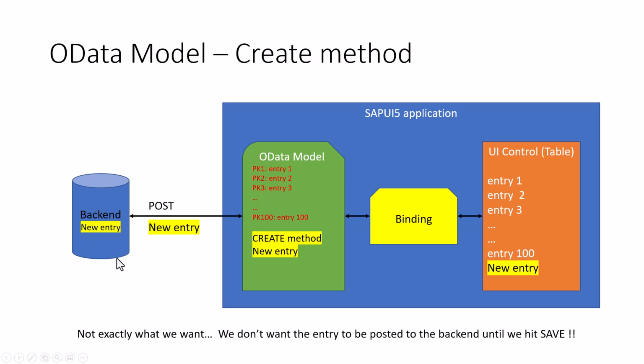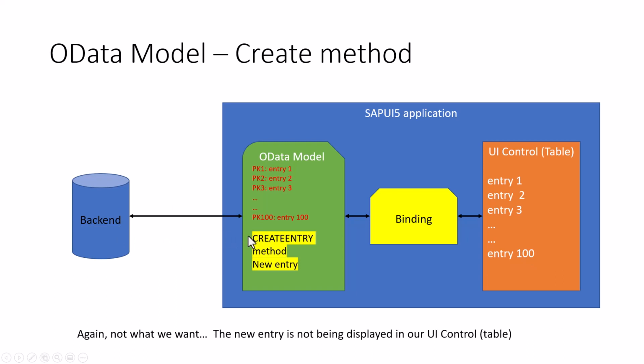Now, this is not exactly what we want. What we want is to be able to create these entries local to this SAP UI5 application, and only after the user is satisfied with all the changes, once they hit save, that's when we want to post the changes to the backend. So this create method is not going to work for us because this immediately triggers a post request to the backend with the new entry as the payload. So let's discount this create method for now.